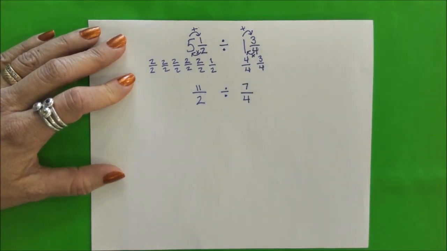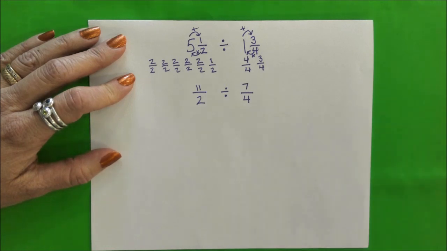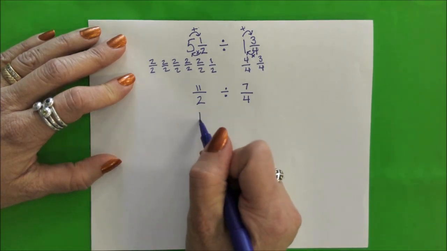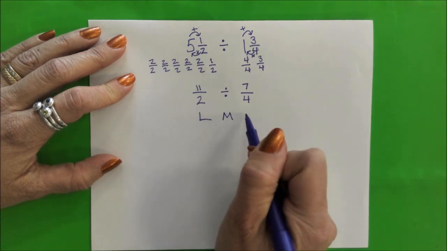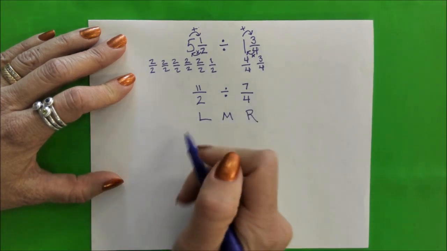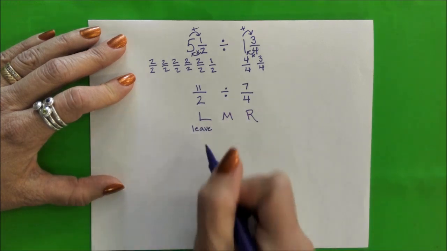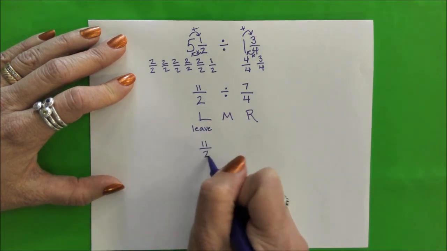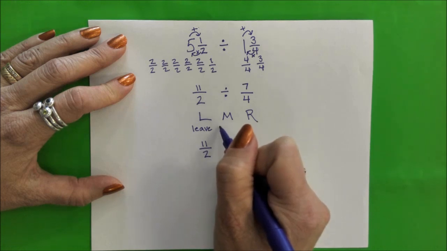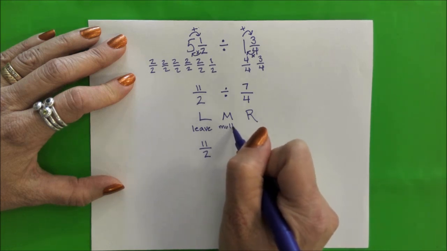When dividing fractions, we change them to multiplication problems. And the strategy we learned is LMR. We're going to leave the first number the same. So 11 halves we're going to rewrite. The M helps us to remember that we're going to multiply.